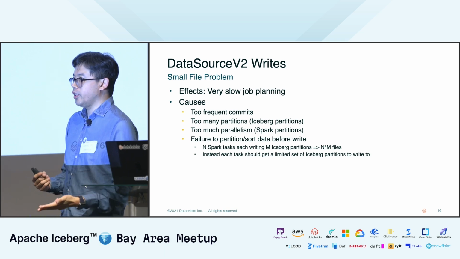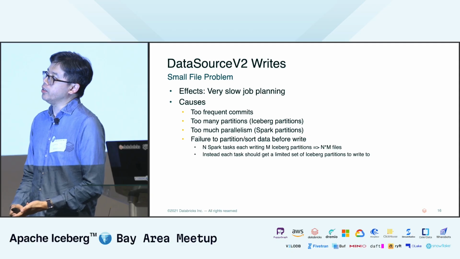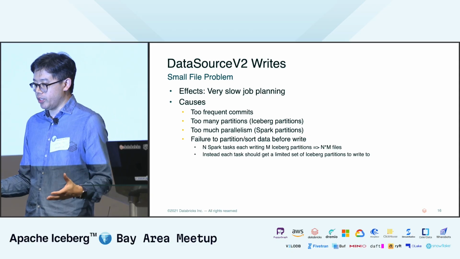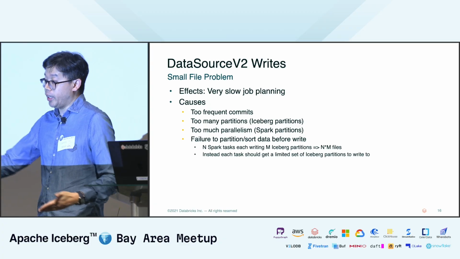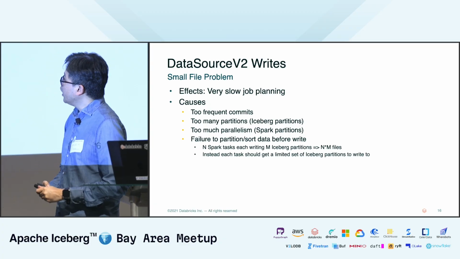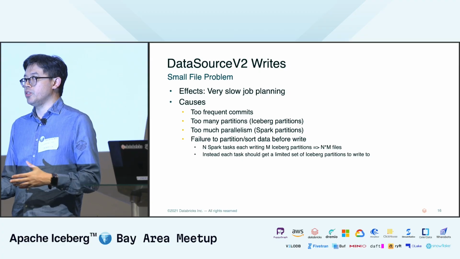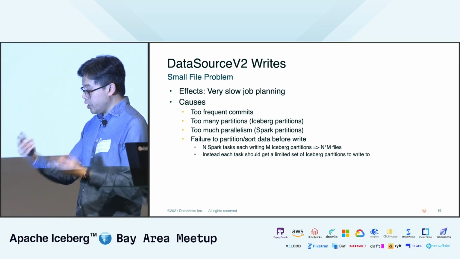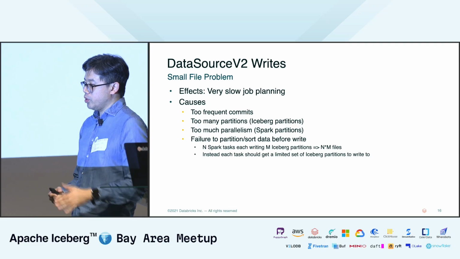And there are obviously very many causes for small files. Maybe you commit too frequently. Maybe you have too many Iceberg partitions, like you partition by a high cardinality column like ID. Then you have a million partitions. You can't do much there. Maybe you have too many Spark partitions. You say, like, in the last phase, you set the parallelism to 1 million. Then each writes one file. But these are all user errors.